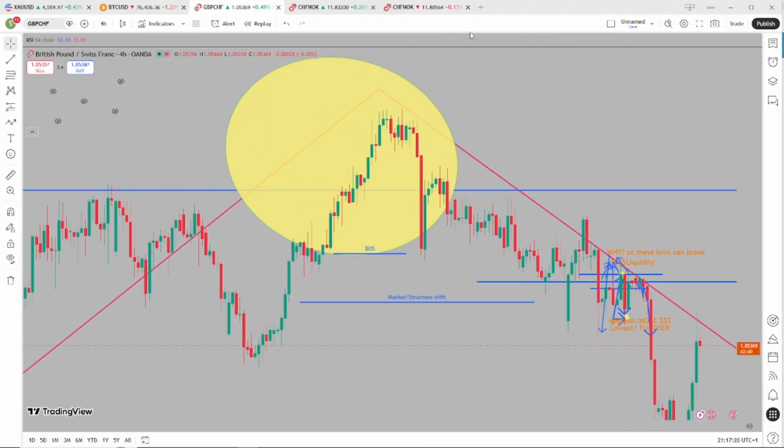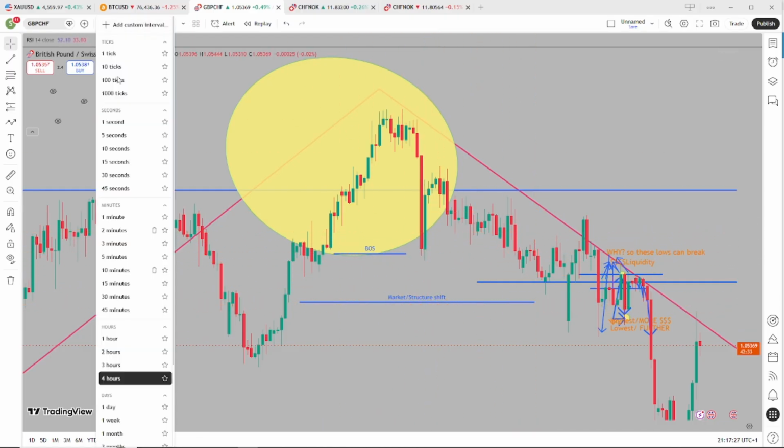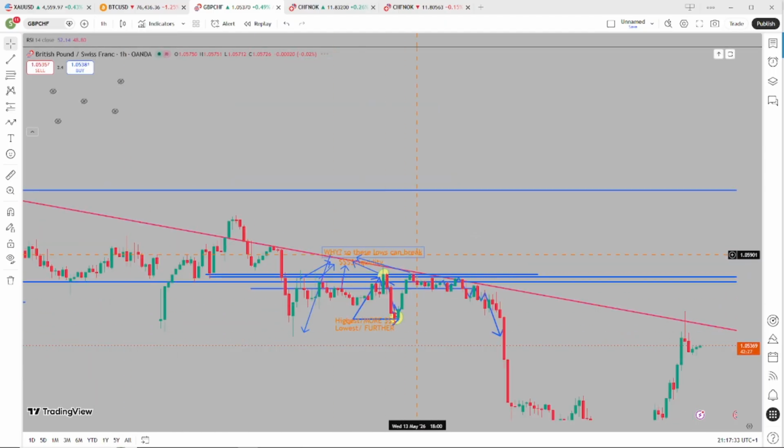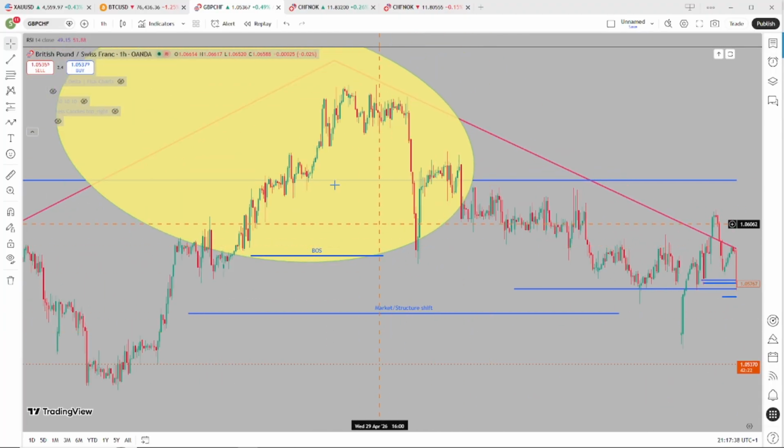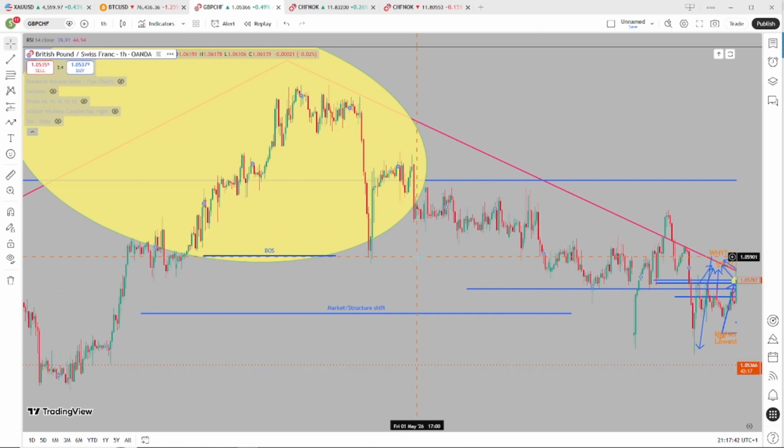So essentially, this is a break of structure. This is a market structure shift, and we're seeing this on the 4-hour time frame. We could easily jump down to the 1-hour time frame and see the exact same thing. Break of structure, market structure shift, but we could see it more clearly and earlier. For example, I entered over here, 1.06105, literally right here.